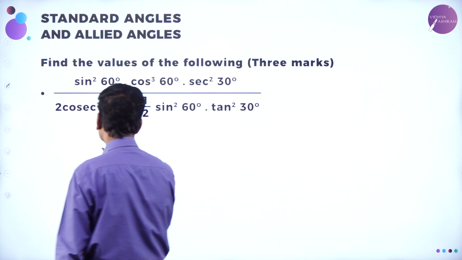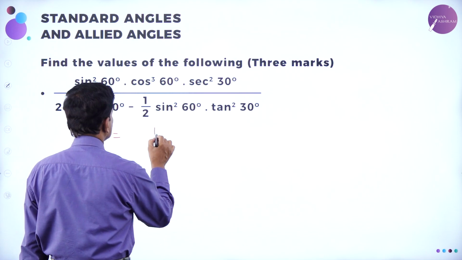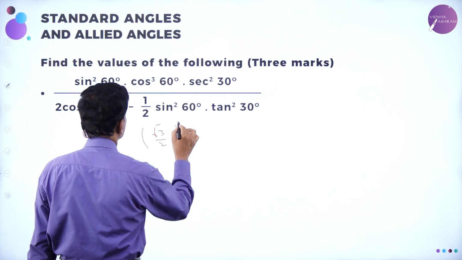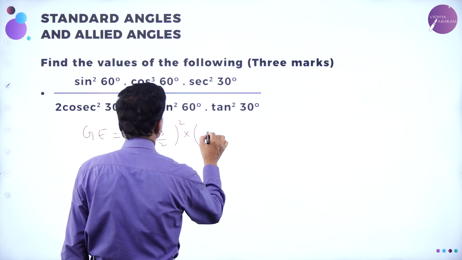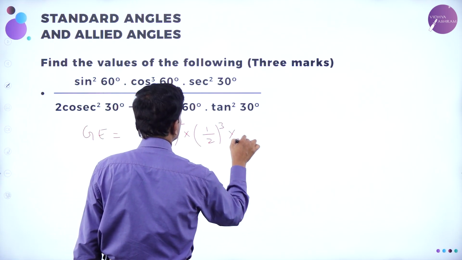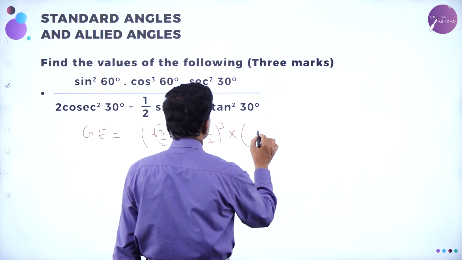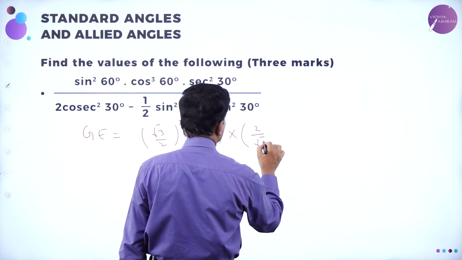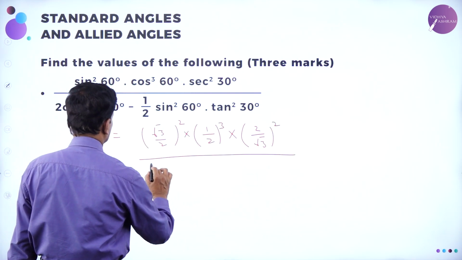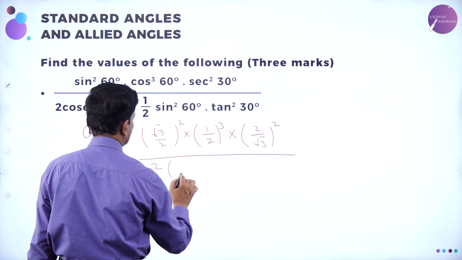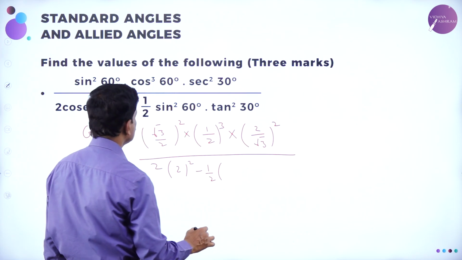So the given equation can be written as sin 60. Sin 60 is equal to root 3 by 2 whole square, into cos 60. Cos 60 is equal to 1 by 2 whole cube, into secant 30. Secant 30 is equal to 2 by root 3 whole square, whole divided by 2 into cosecant 30. Cosecant 30 is equal to 2 square, minus 1 by 2 into sin 60.